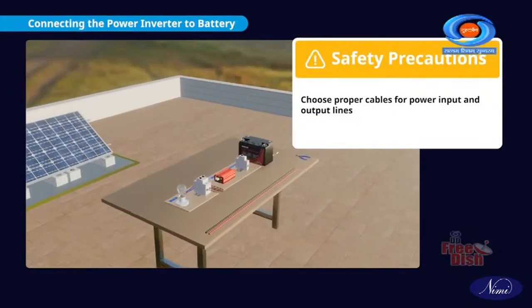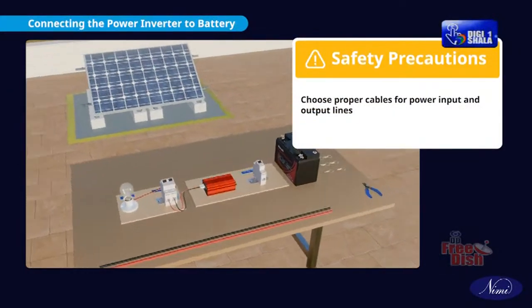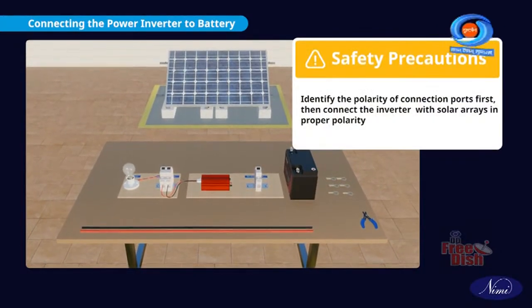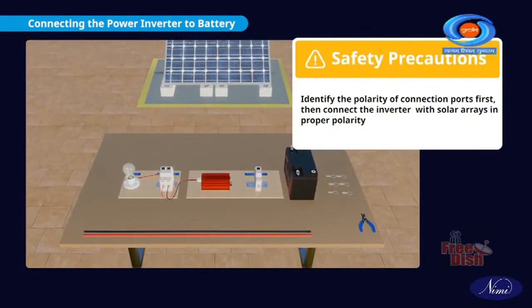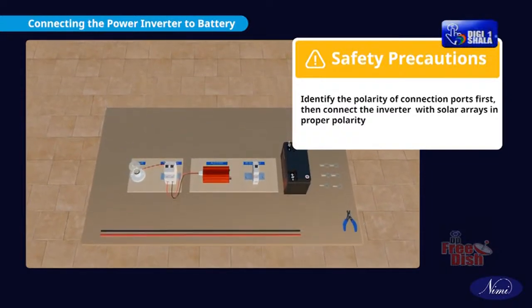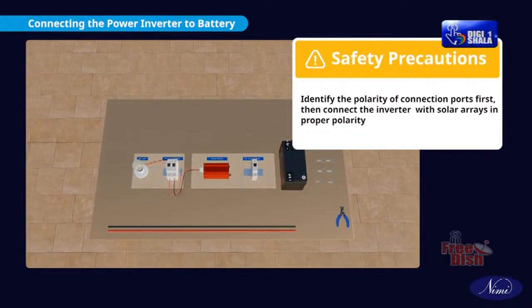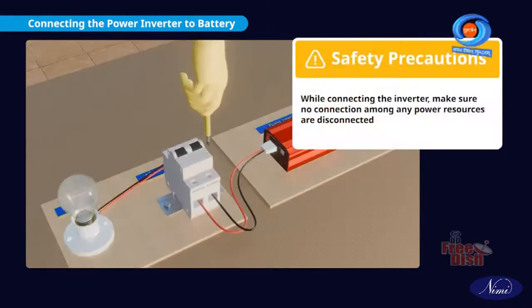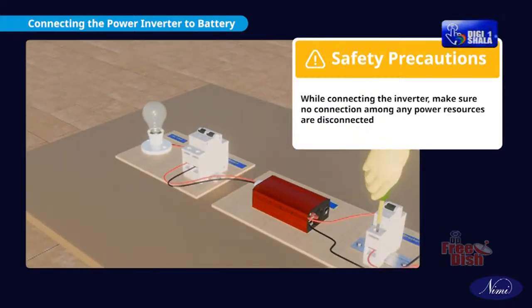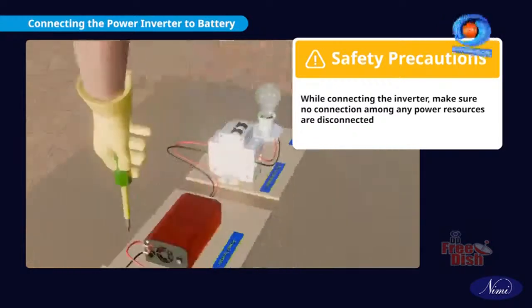Safety precautions. Choose proper cable for power input and output lines. Identify the polarity of connection ports first, then connect the inverter with solar arrays in proper polarity. While connecting the inverter, make sure no connection among AC/DC and any power resources are disconnected.